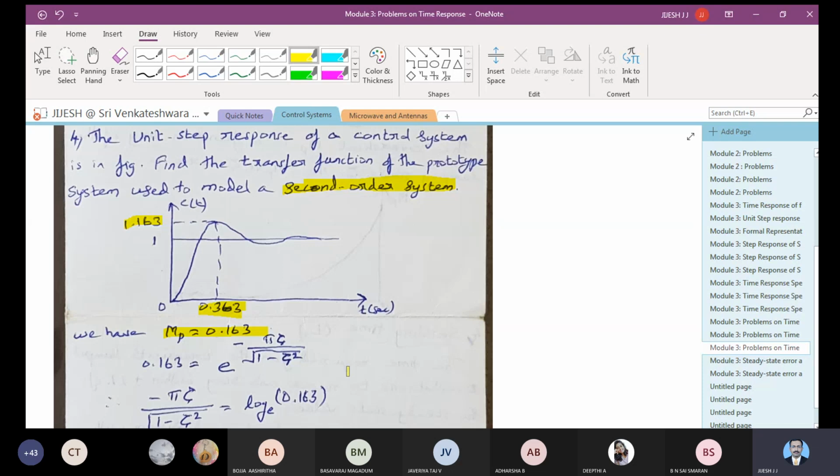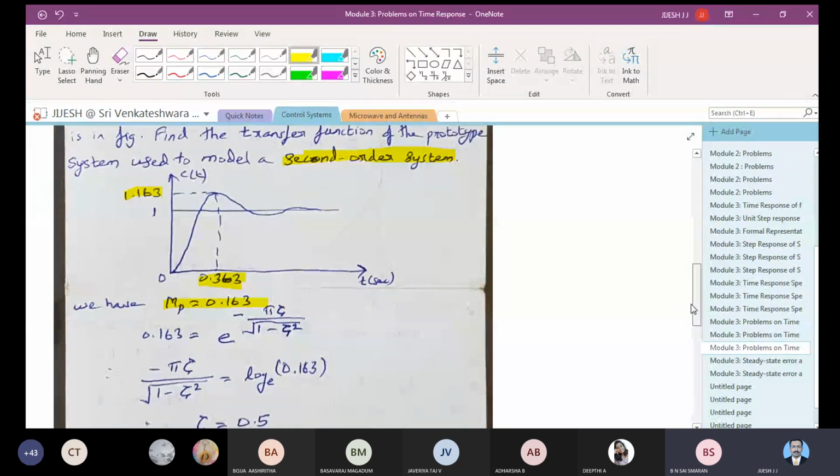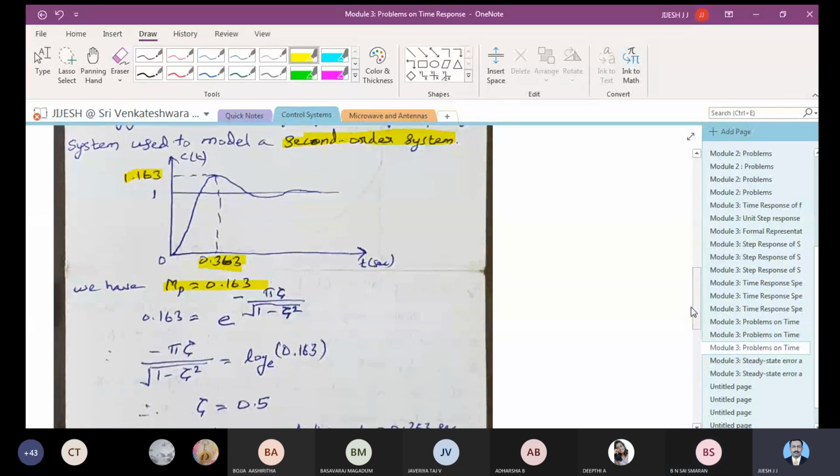That's why we are saying solve more number of problems so that it will be helpful for you. You will not be seeing an unknown problem. So different types of problems. Zeta is... Yeah, tell me. 0.474. Yeah, it comes close to 0.5. Yes, sir.